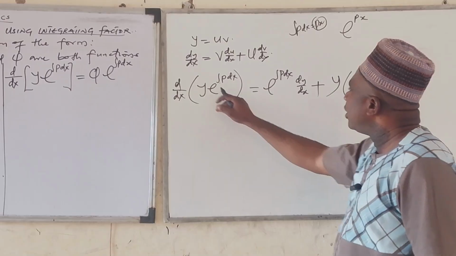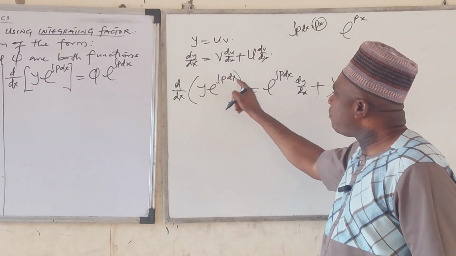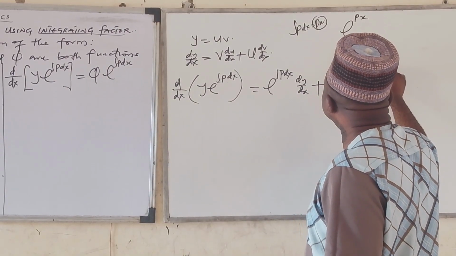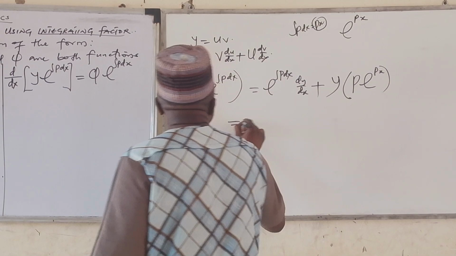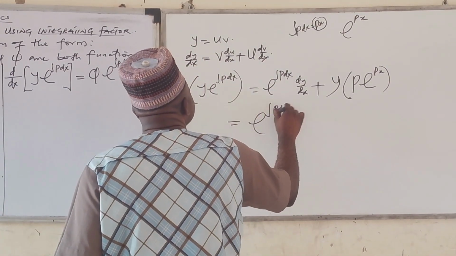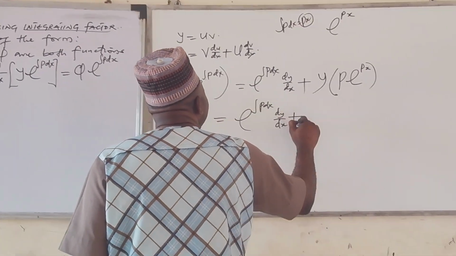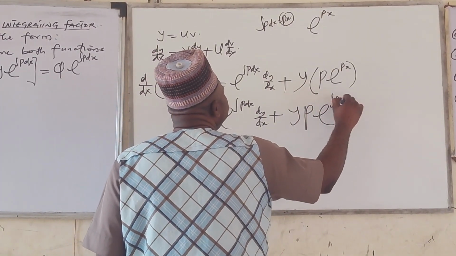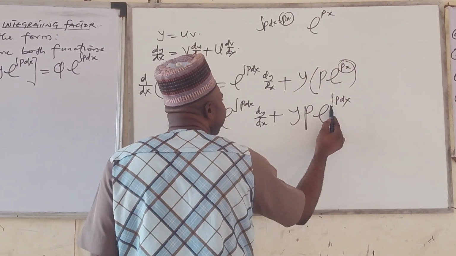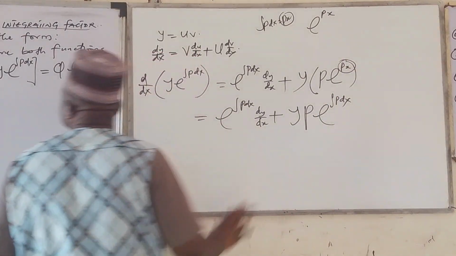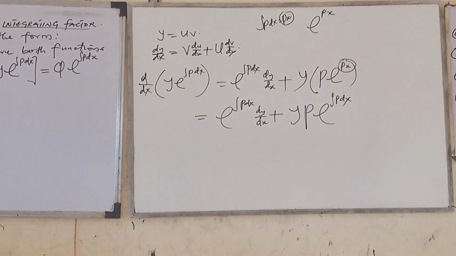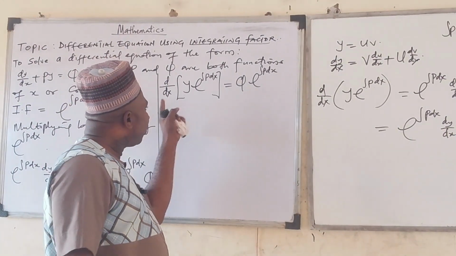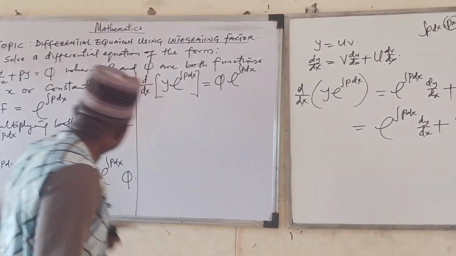So this is like saying e raised to the power of Px. When you differentiate e raised to the power of Px, it gives P e raised to the power of Px. And this is the same as saying e raised to the power of integral P dx times dy/dx, plus y P e raised to the power of integral P dx, because this Px is the same as integral P dx. So what we have here is the same thing as this. It therefore means that the derivative of this is equal to this, because when you differentiate this using the product rule, it gives this.